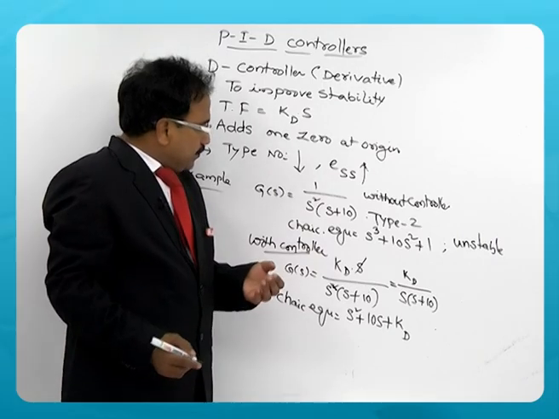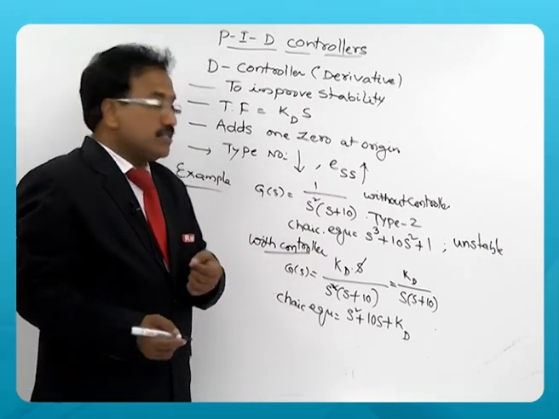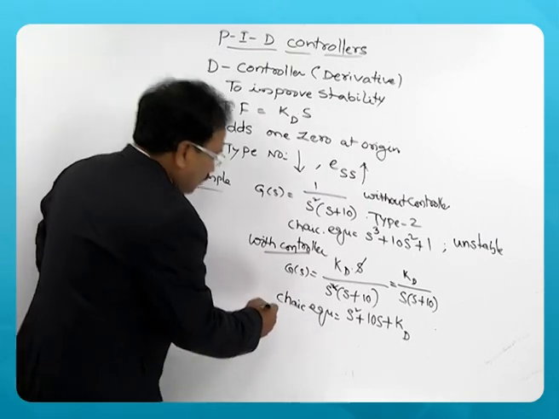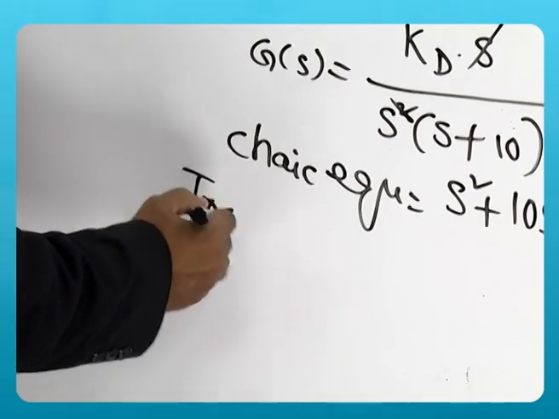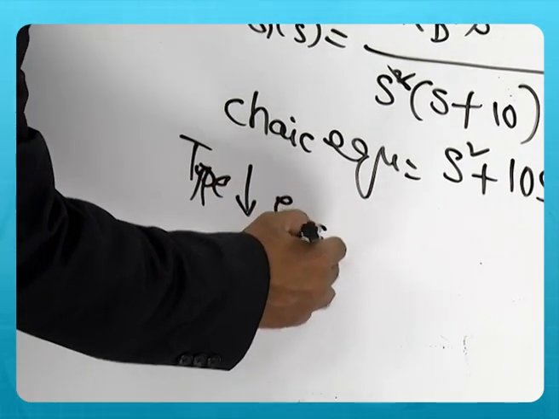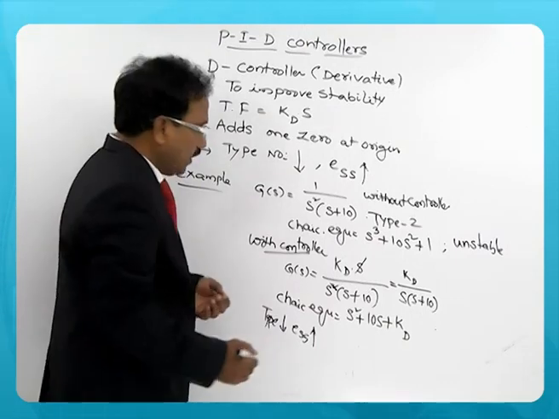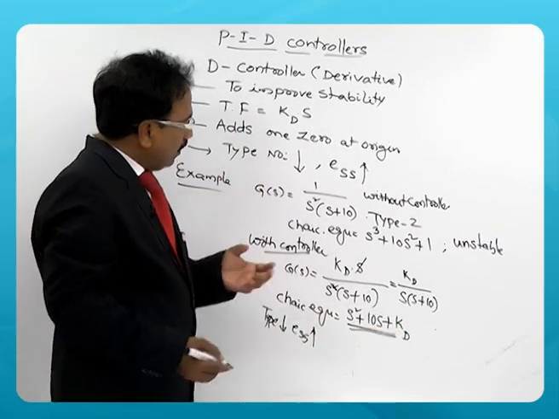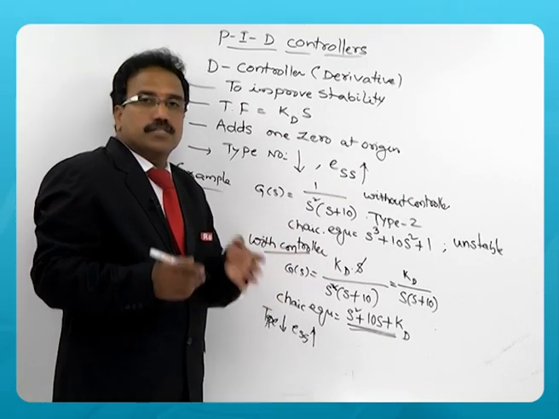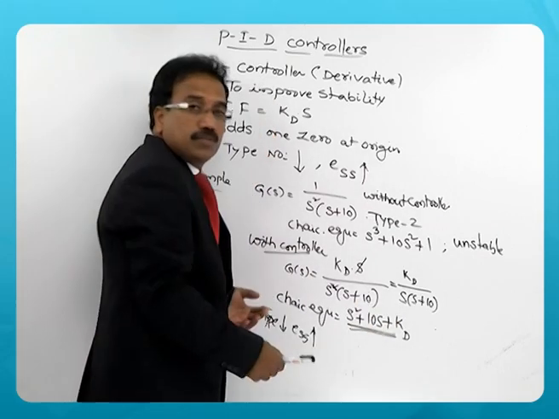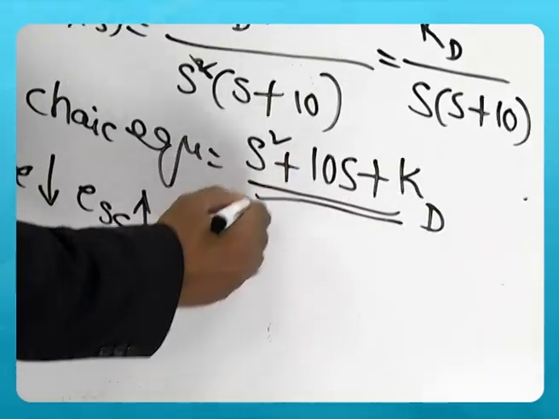You can say now the type number has been decreased because of the addition of the derivative controller. When the type number is decreased, the steady state error will shoot up. And when you look at the characteristic equation, all the terms are existing. No term is missing, like s square, s and s power 0. We can say that it is a stable system.